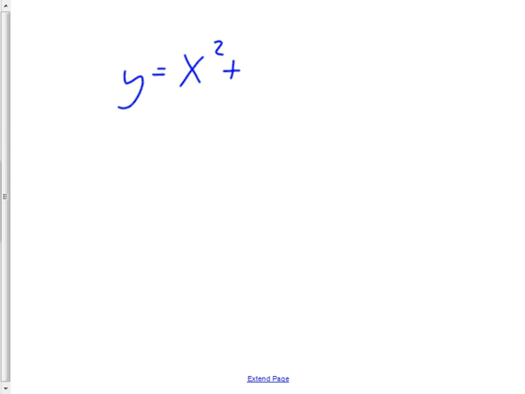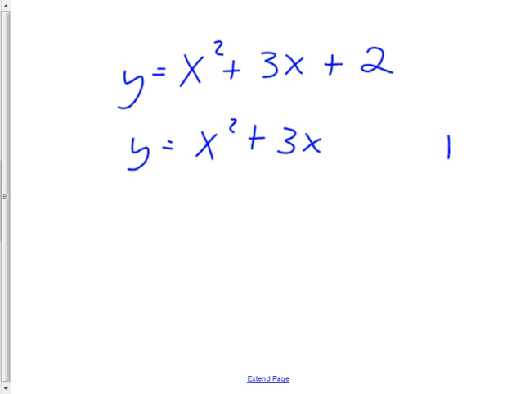So let's do one as a fraction. Let's say I had y equals x squared plus 3x, and I move the plus 2 way over. Then I do half of this and square it. Half of the 3 is 3 over 2, and then square it. Squared. Now I have to add that and then subtract the exact same thing.